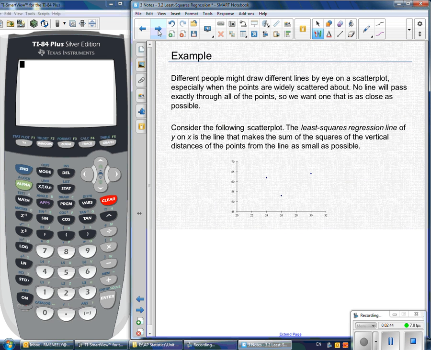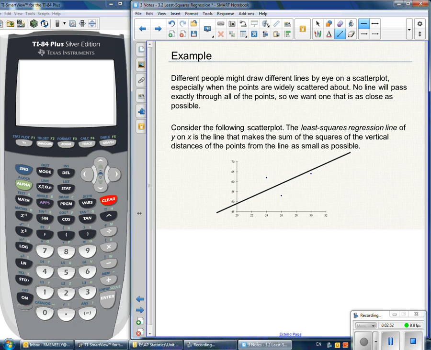Okay, so for example, different people might draw different lines when they look at a scatter plot. So I'm just going to go ahead and draw a line on the scatter plot that looks good to me. I feel like that is a good line. You may pick a different line. Now, obviously, if we're just eyeballing it, we're going to pick different lines. The one that is best is going to be the one that is closest to the actual values. And the way that we measure the closeness to the actual values is by looking at the vertical distance between the points and the line.